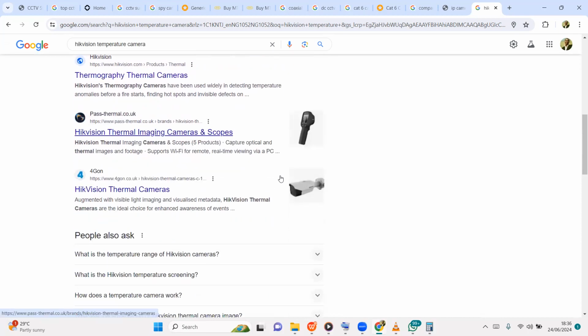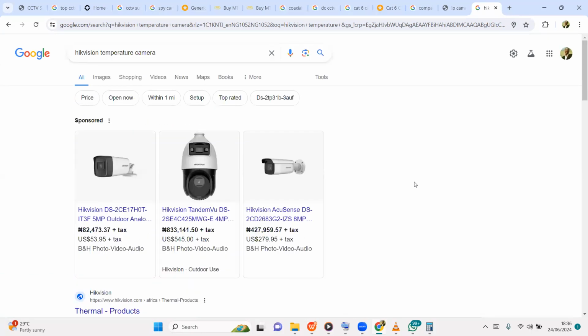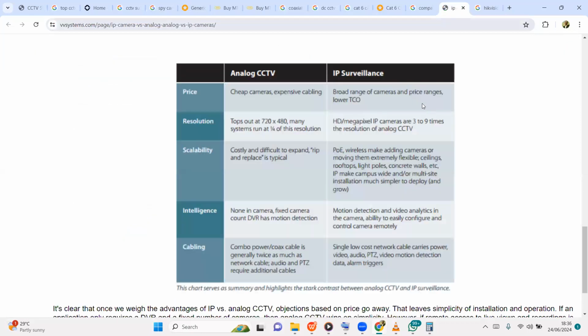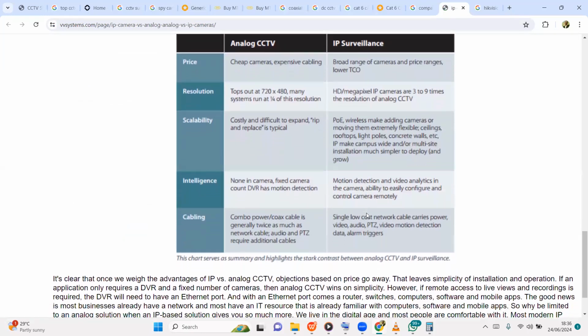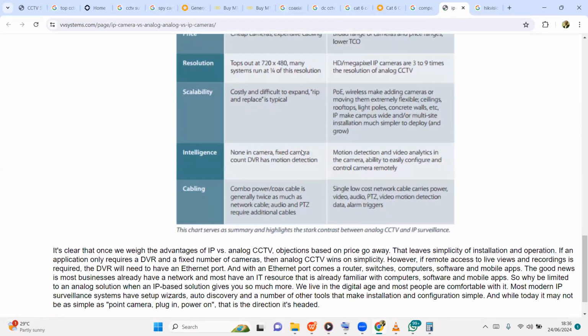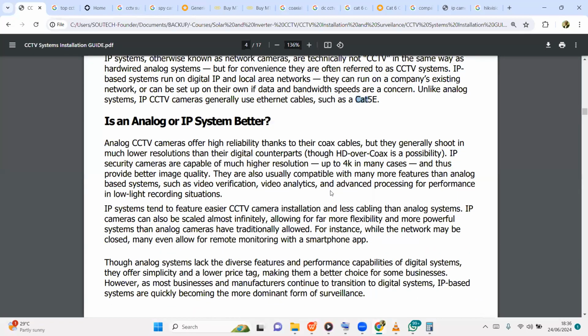So they have some kind of thermal system through infrared. They can detect temperature. So if it goes beyond a particular temperature, it can raise an alarm. So those kinds of systems, you're going to have them in IP cameras. You're not going to have them in analog cameras. So those are some of the little differences. As you do your market survey, you're going to understand better.